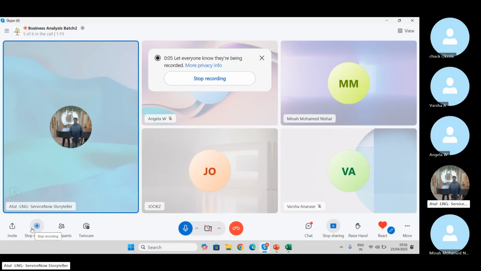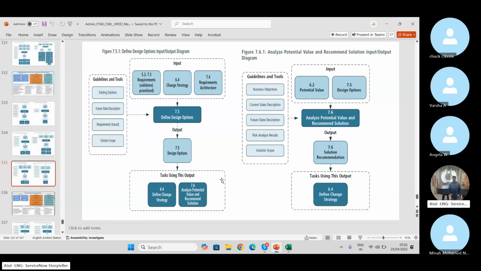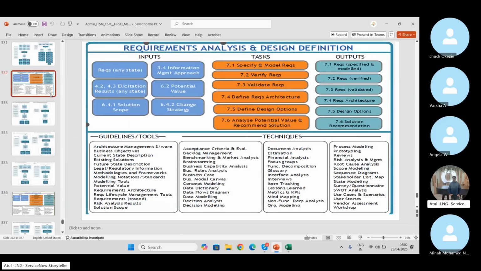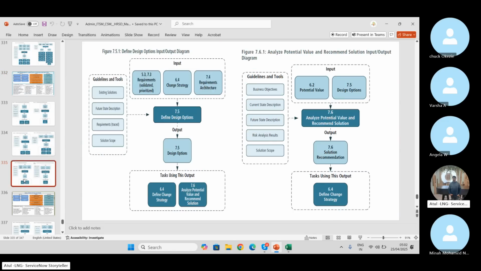Today we are on day number 10 of this class, and we were discussing requirement analysis and design definition. We have done four sections in this area: one, specify the model; second, verify requirement; third, validate requirement; fourth, define the architecture. These four steps are related to the requirement only. And now the fifth step, we're talking about the design.